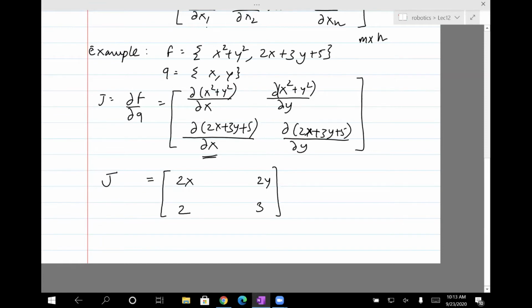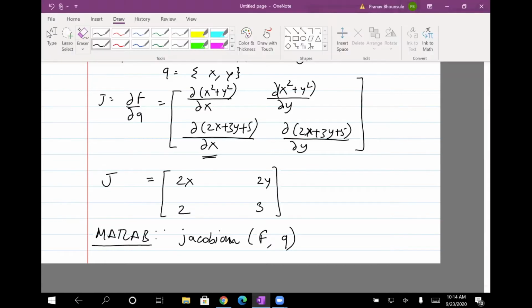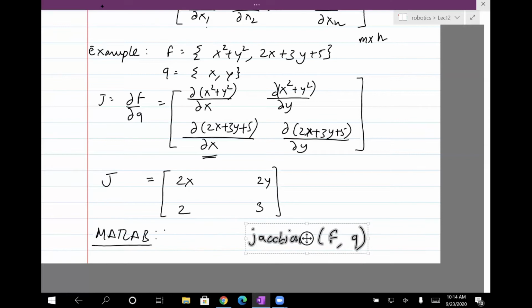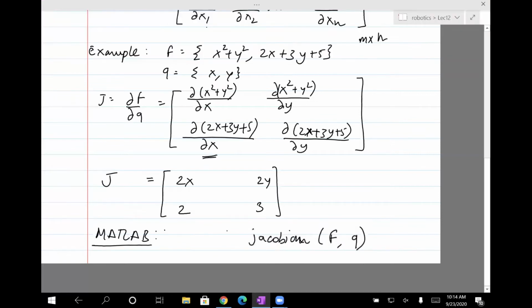Now there is a MATLAB function called jacobian where you simply specify f, you specify q, and it'll give you what the Jacobian is. So this is how you do it in MATLAB. I'll show you the code for how to do that a little bit later. Instead of shifting it now, I'll just do it later. So that's how you do it in MATLAB. Okay, any questions so far?